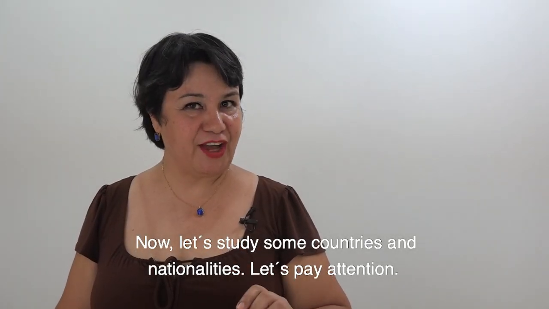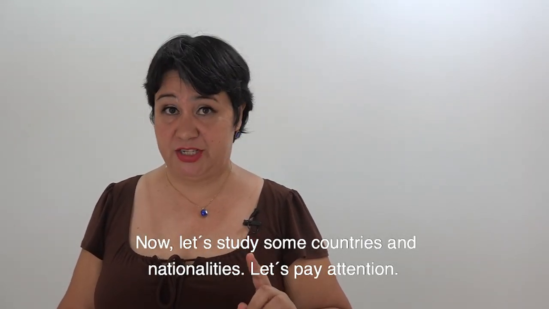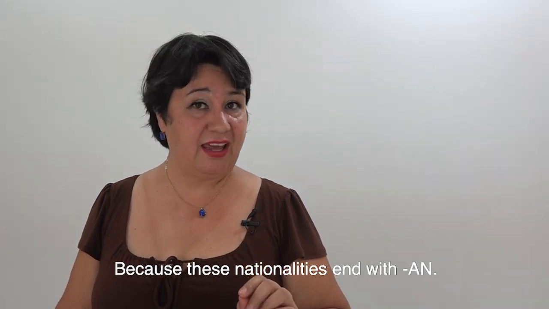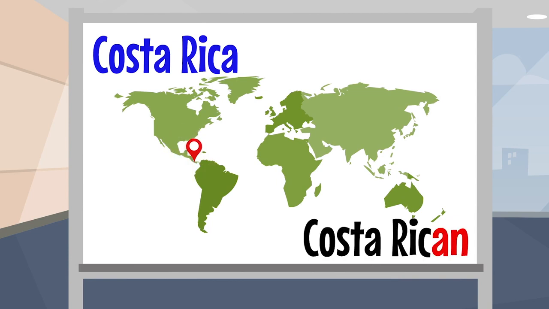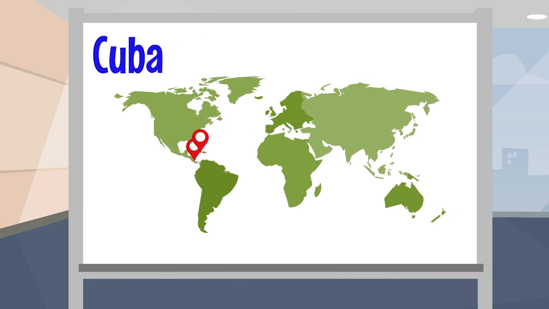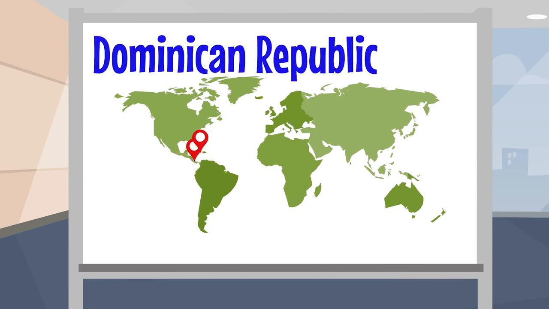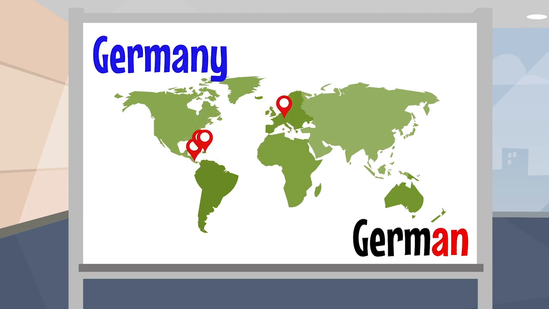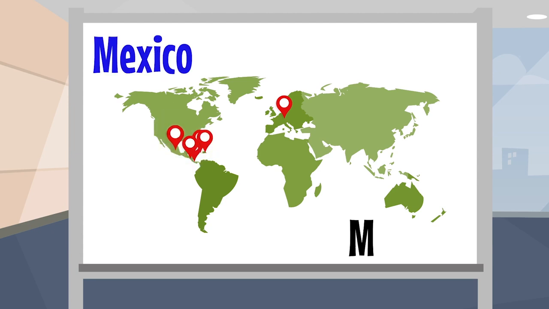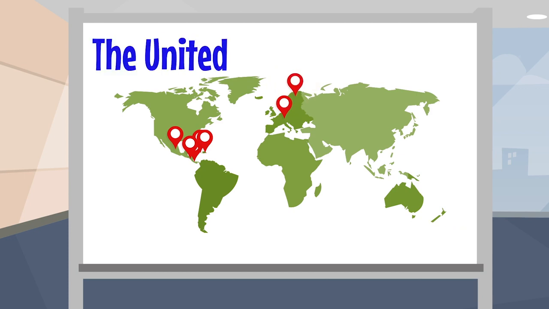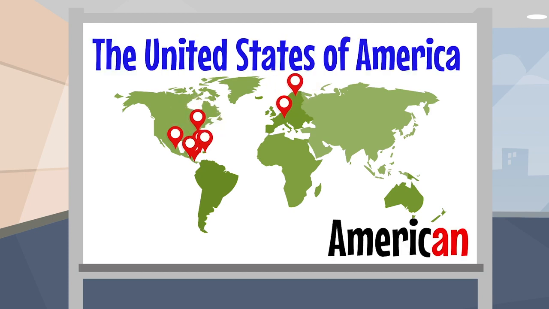Let's study some countries and nationalities, but pay attention, because these nationalities end with an N. Costa Rica, Costa Rican. Cuba, Cuban. Dominican Republic, Dominican. Germany, German. Honduras, Honduran. Mexico, Mexican. Russia, Russian. The United States of America, American.